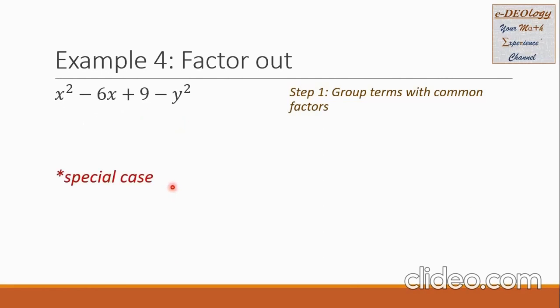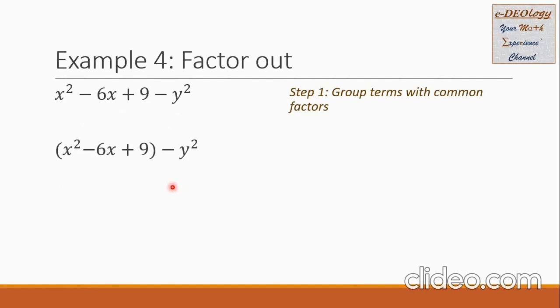Let us have example 4. Factor out x squared minus 6x plus 9 minus y squared. Step 1. Group terms with common factors. If I group the first two terms, I can see that there is a common factor between them, and that is x. However, if I'm going to group the last two terms, there is no common factor for these two. So this is a special case.